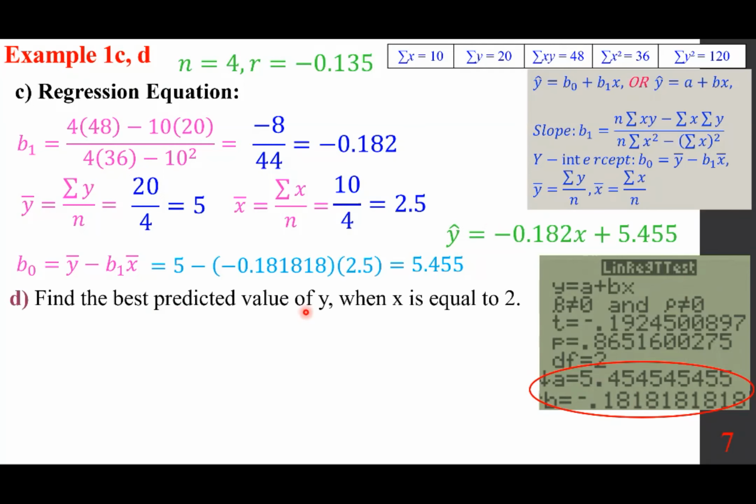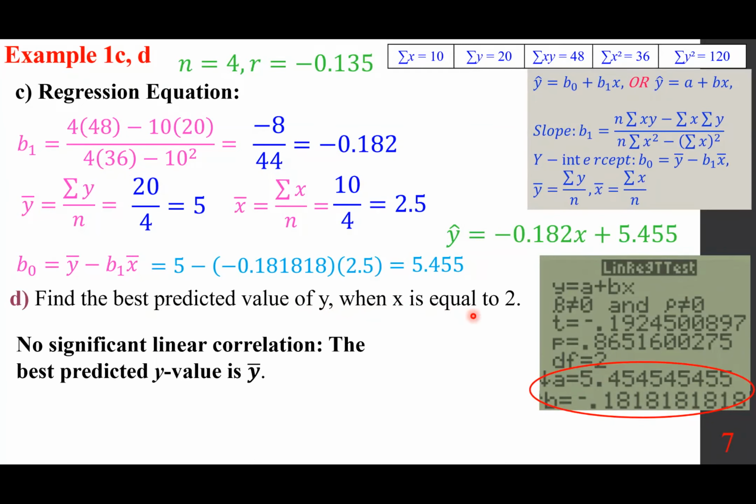Find the best predicted value of y when x is equal to 2. There is no significant linear correlation. The best predicted y value is y bar. We proved when we ran the correlation that there is no correlation. And in that case, we have to use y bar regardless of the x value. If x is equal to 2 or any other number, the answer remains the same. I will show you when that's not the case.